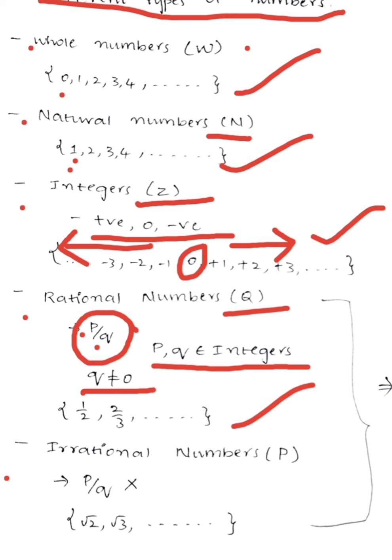Now coming to irrational numbers. Irrational numbers are denoted by capital P. And irrational numbers are the numbers which cannot be written in the form of p by q. The numbers which are not rational are called as irrational numbers. Examples of irrational numbers are root 2, root 3, so on, etc.